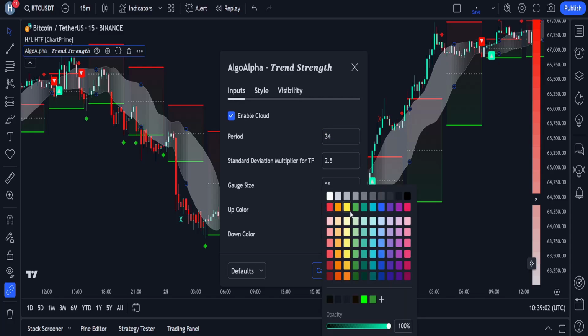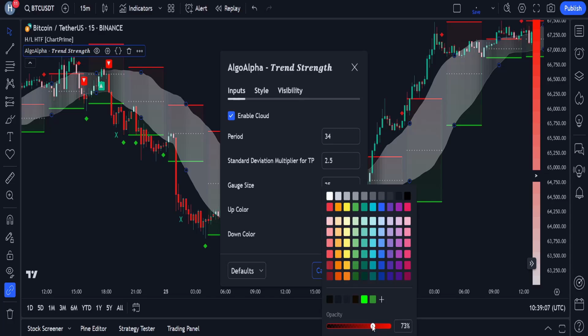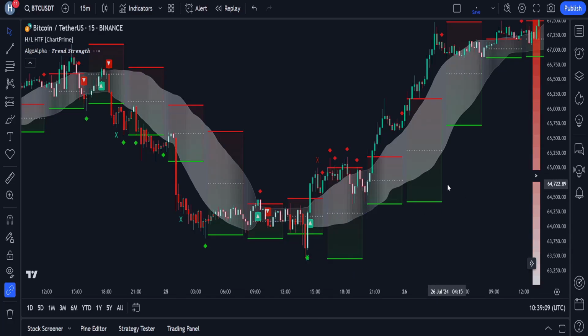After this, reduce the brightness of these up and down colors. I'm going to go with a normal green color and the normal red color. You can change this according to your preferences.